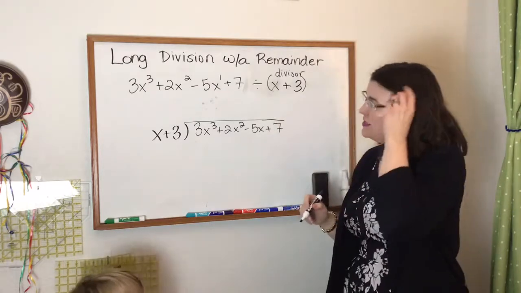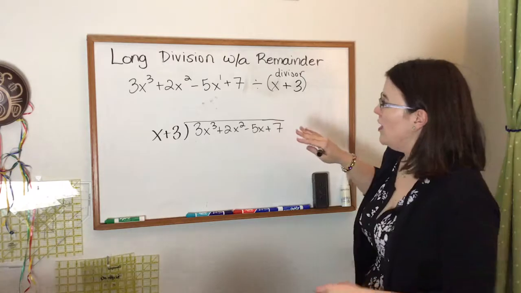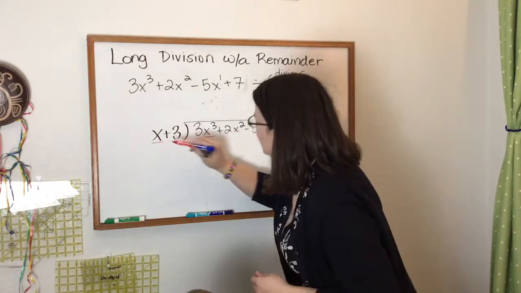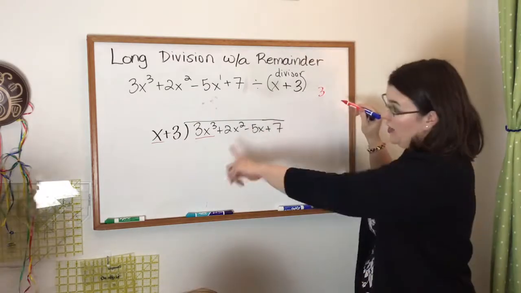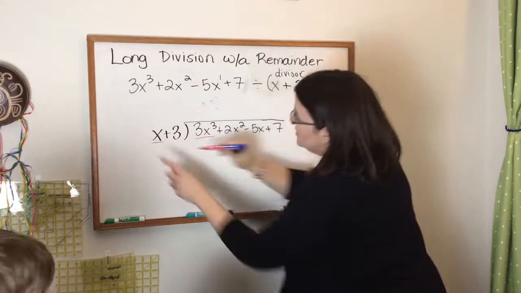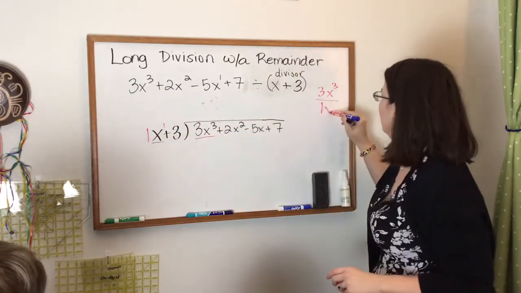Okay, now the process is the same as my long division without a remainder. What I'm going to do is take just my first term divided by just my first term. You can do it in the problem or out of the problem. So I'm going to take 3x to the third. This has an invisible 1 in the front of it and an invisible 1 as its power.